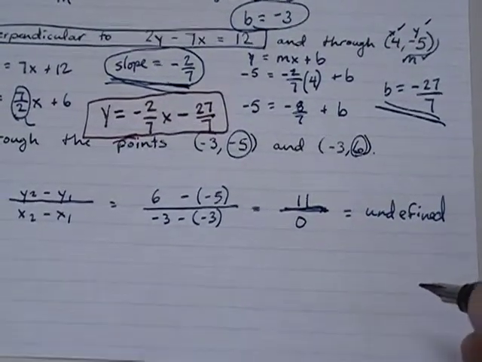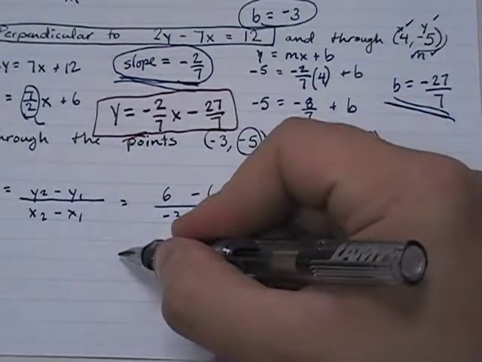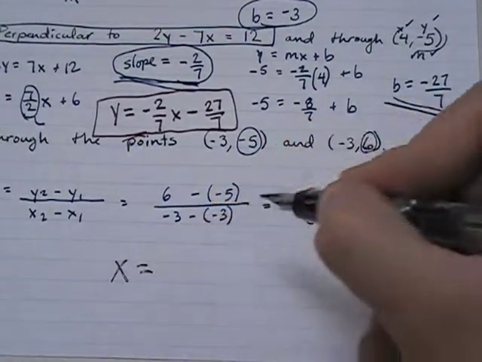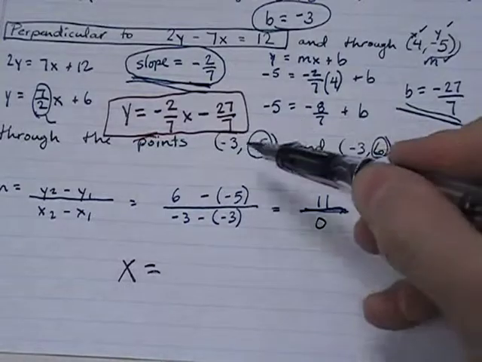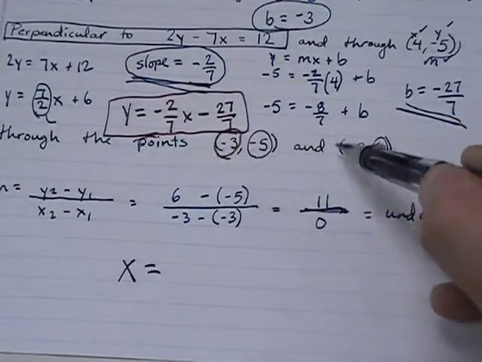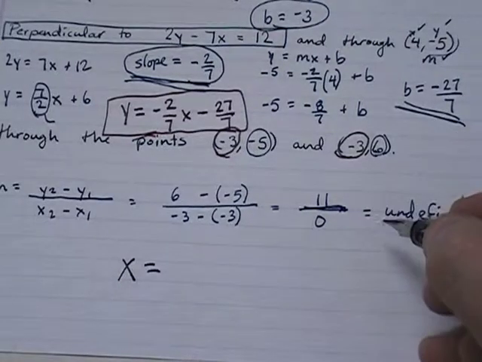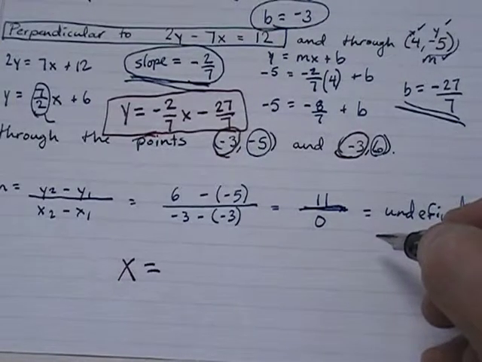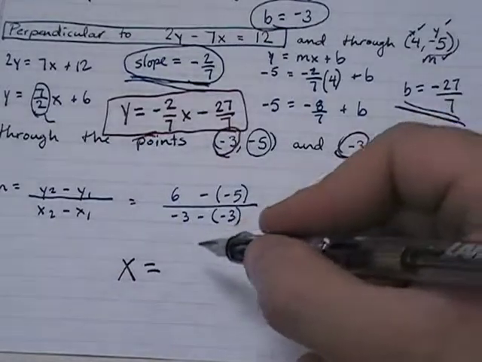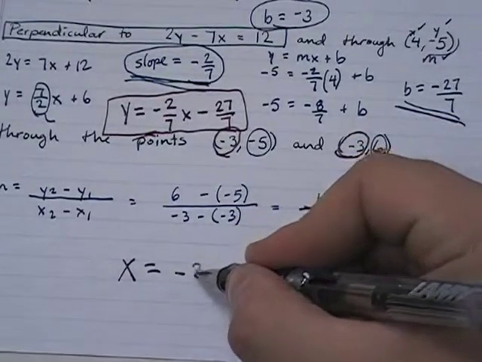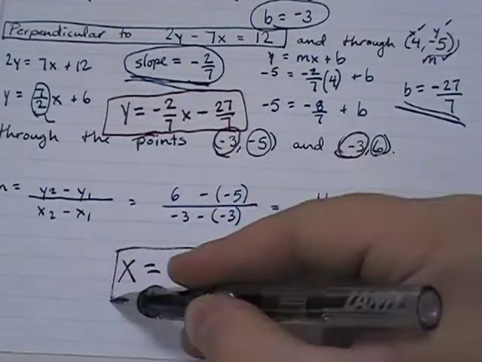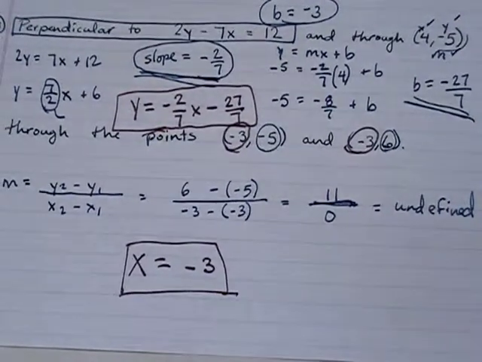Okay? And given that, we have to remember the equation for a vertical line is always x equals a number. And in this case, what number? Well, here x is -3, and here x is -3. And the rule for a vertical line is that anywhere on that vertical line, the x value doesn't change. So the x value will be -3. So x equals -3 is the equation that we're looking for in this particular instance. Anytime you have a vertical line, it's always x equals a number.